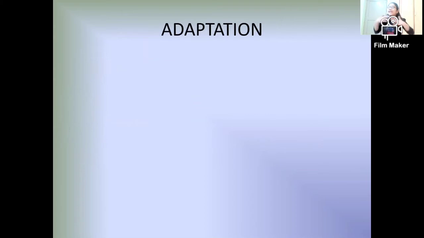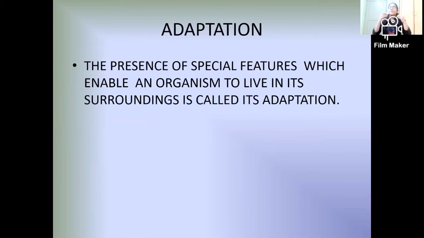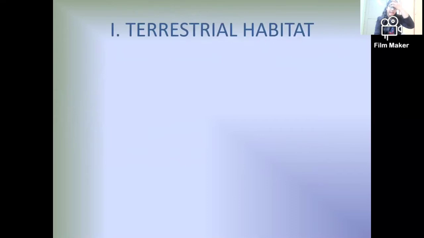Now let's learn what adaptation is. The presence of special features which enable an organism to live in its surroundings is called its adaptation. Actually, we already learned what adaptation is in the previous slide. Now we're going to learn about the different kinds of adaptations and why organisms have to adapt to that particular kind of surrounding.